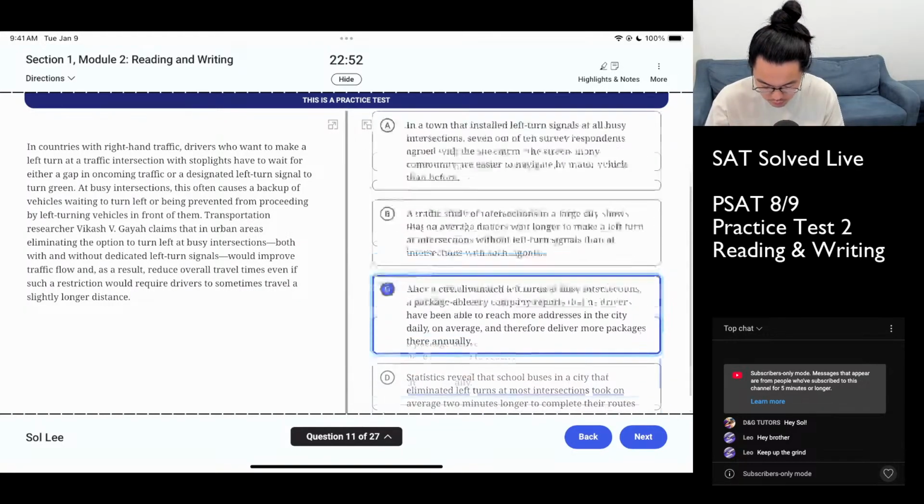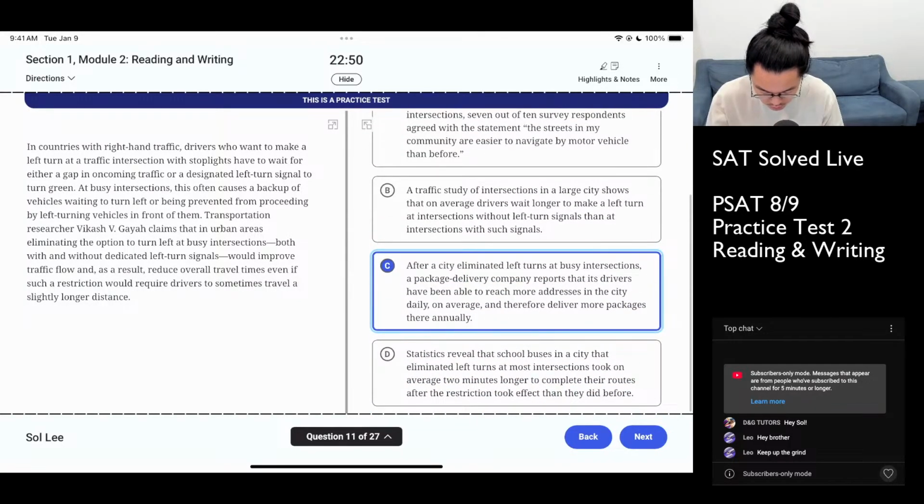I have seen this passage before now that I think about it, now that I fully read it. But here we go. Sometimes you increase the distance, but you still decrease the travel time because of that backing up phenomenon. All right, after they eliminate left turns, reach more addresses. Oh, whoa, yeah, that's the first one I saw, and it's totally correct. I even kind of remember this one. I could look at the other ones, but I'm so sure. If you eliminate it and you're reaching more addresses, then you are definitely decreasing travel time.